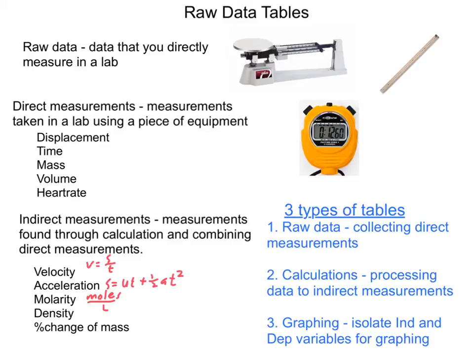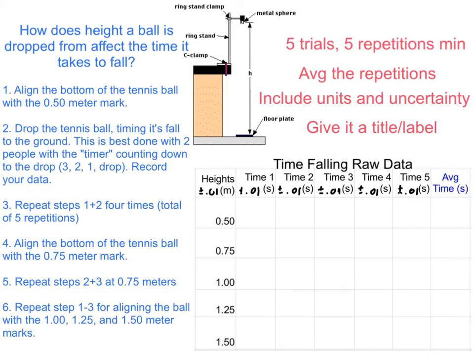Finally, you're going to have a graphing table. A graphing table is where you strip away all the other stuff that you've done and you isolate all the way down to the independent variable in one column and the dependent variable in the next column. Thus, it's set up nice and easy for your graph. Let's now look at how to set up your raw data tables.